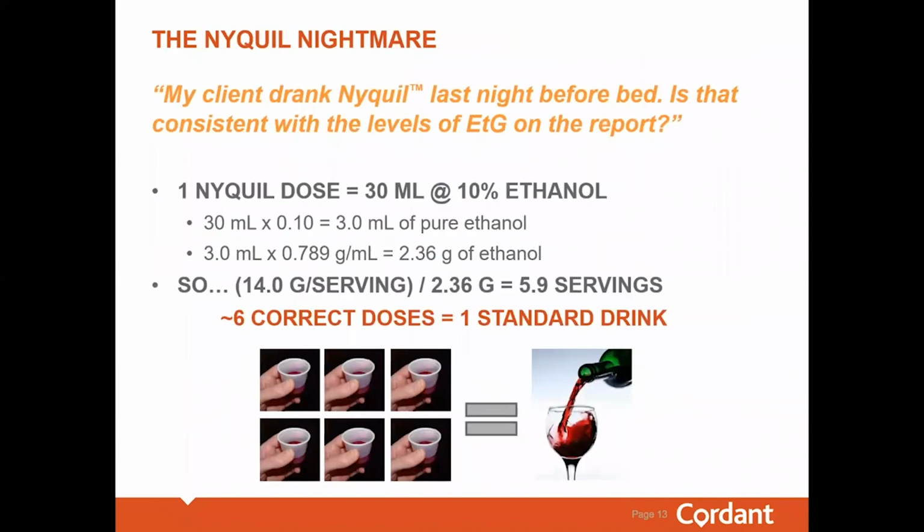Now that we know this, we can have even more fun with math talking about NyQuil. My client drank NyQuil last night. Is that consistent with the levels we see on this report? So taking this math, one standard NyQuil dose at 30 milliliters and 10% ethanol equals 2.36 grams of ethanol. If we look at a 14-gram serving, that means that 6 correct doses of NyQuil equal one standard drink.